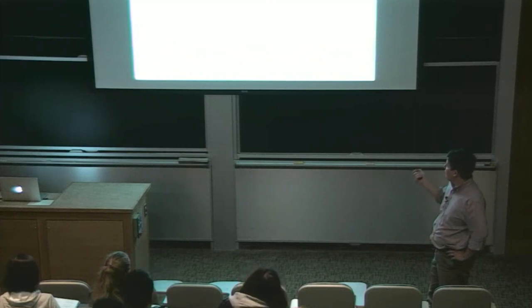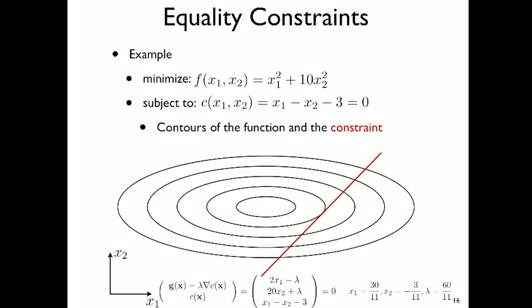So here's f, here's c. We can actually write out what these equations are. You can show that the gradient of f minus lambda times the gradient of c is a vector: 2x1 minus lambda, and 20x2 plus lambda. And c is the equation for this line down here, x1 minus x2 minus 3, and that all has to be equal to 0. In this case, this is just a system of linear equations, so you can solve directly for x1, x2, and lambda. It's not too difficult to find the solution for all three by hand.